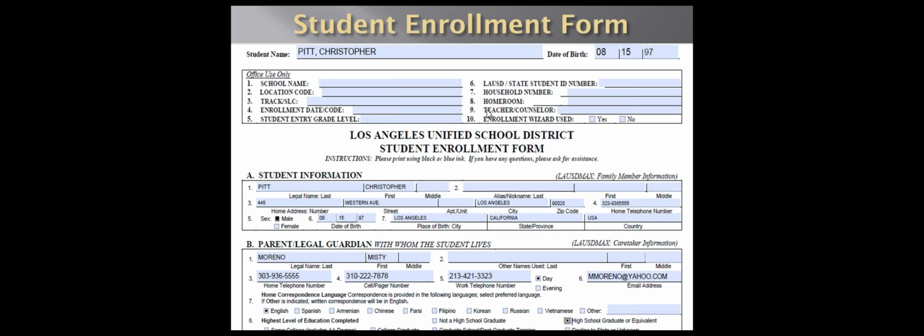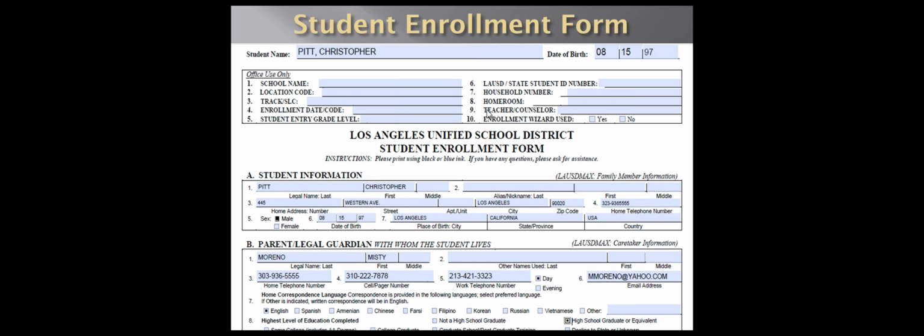We're now going to start by going over the student enrollment form. This is a new form that all schools should be using. It is available online on the LAUSD website, and triplicate hard copies can be ordered from the school's warehouse. Parents also have access to the electronic version on the LAUSD website.